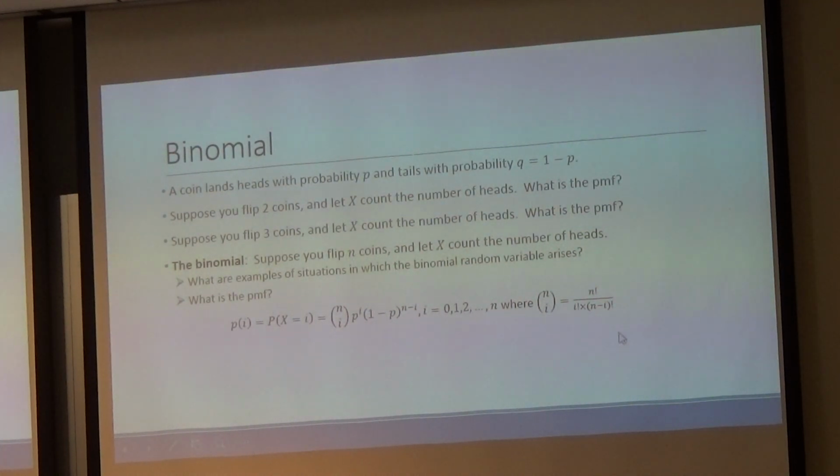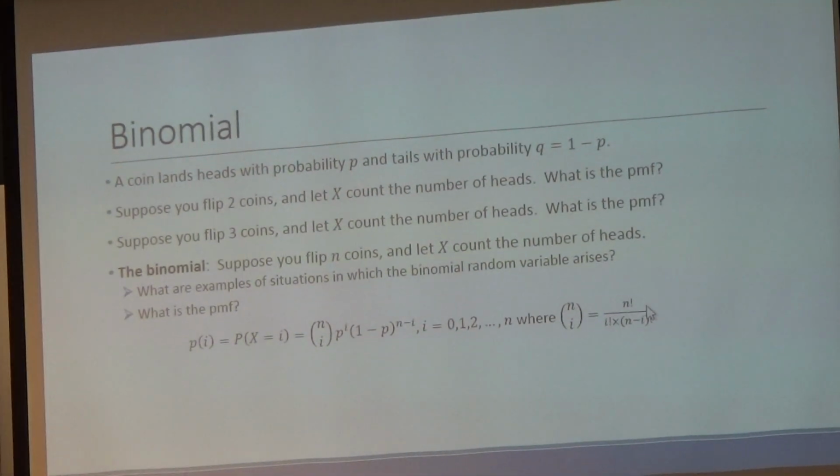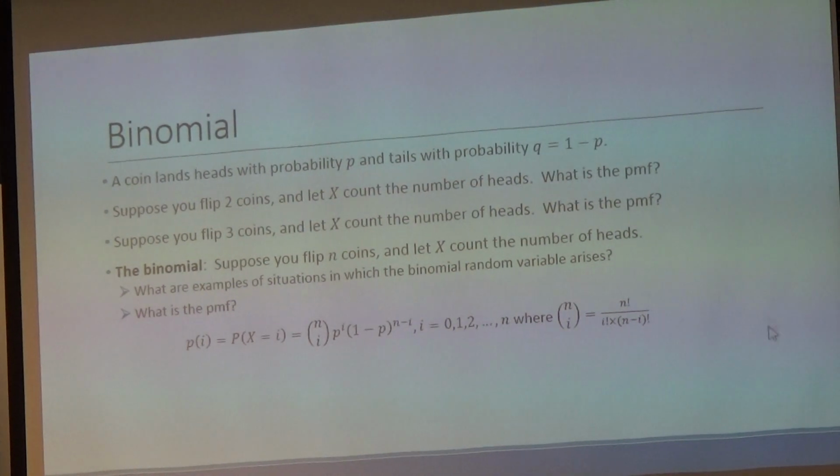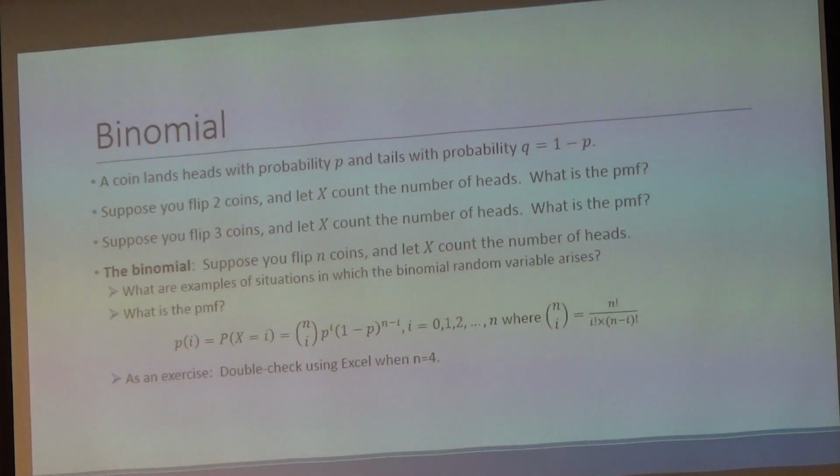Okay, and so this is the probability mass function. N factorial is n times n minus 1 times n minus 2 times n minus 3 all the way down to 1. Let's say you're looking at this and you just want to double check. What should this probability mass function be? That looks a bit crazy. I don't know how to deal with this.